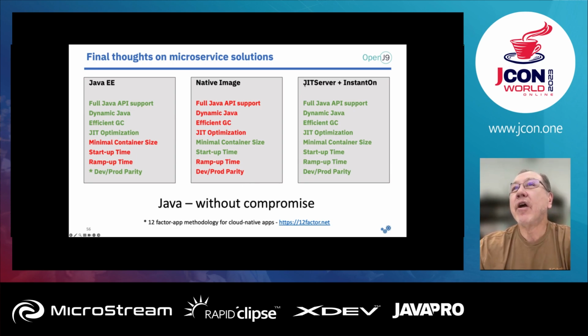And then finally, we're going to talk about the solution I talked about today, which is JITServer plus Instant On. So in that case, you're going to get all the features that you get with typical Java application development, all the benefits of running Java and why Java is so popular. On top of that, we will now get minimal container sizes. We will have millisecond startup time, and we'll have ramp up time vastly improved to the point where we can reduce those containers and we have efficient scaling.